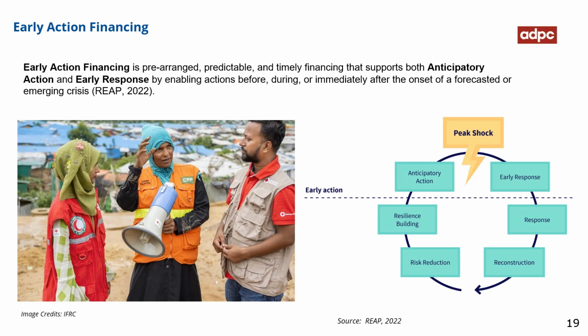A reflective question for participants is, in your context, what hazards are predictable enough for early action, and what financing arrangements would be needed before the next shock occurs?